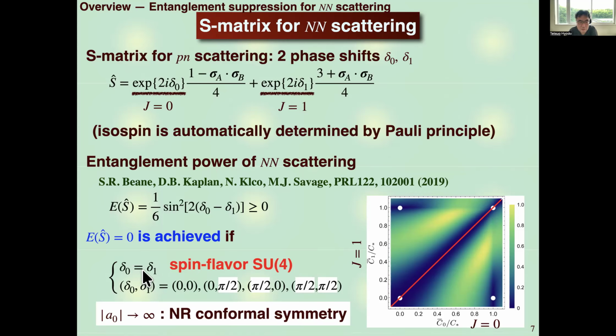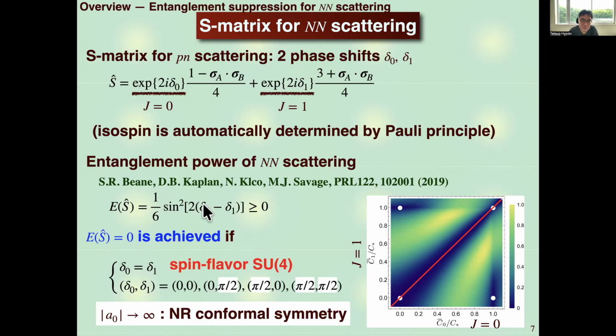One result is easy. When delta 0 equals delta 1, then this disappears, so the sine is always 0. So if the two phase shifts in the spin 0 and spin 1 are equal with each other, then this S matrix doesn't generate any entanglement. But this is nothing but a spin-flavor SU(4) symmetry, because the originally spin 0 and spin 1 can be different. They are independent, and that's why we have two different phase shifts. But to obtain this result, we have to enforce that the two phases must be equal. And this is the consequence of the SU(4) symmetry.